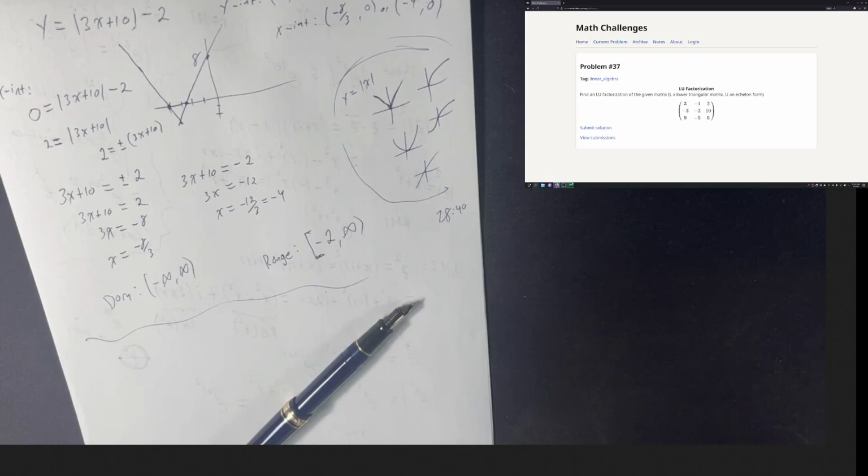But this is one that was more interesting to me at the time, because I didn't really remember how to do LU factorizations. There's a handful of different factorizations in linear algebra.